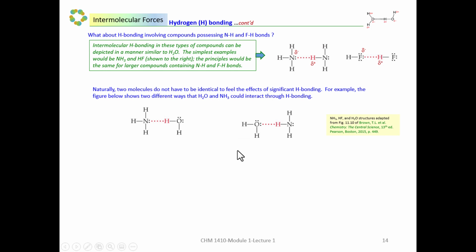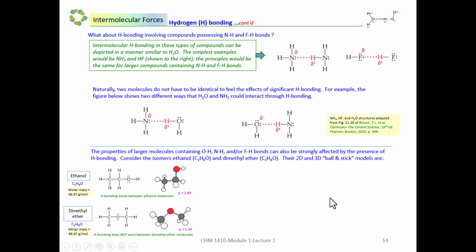Now, naturally, two molecules do not have to be identical to feel the effects of significant hydrogen bonding. For example, the figure below shows two different ways that water and ammonia could interact through hydrogen bonding. So here we have a water molecule interacting with an ammonia molecule through hydrogen bonding. Notice we have hydrogen attached to oxygen, but this hydrogen being attracted to the nitrogen on the ammonia. And here's a different way these two could interact. The partially positive hydrogen on the ammonia interacting through hydrogen bonding with the partially negative end of the oxygen molecule.